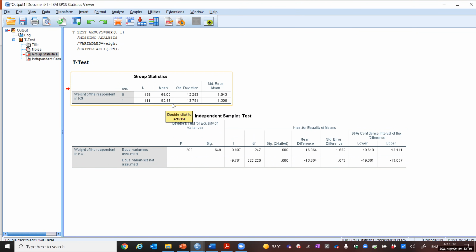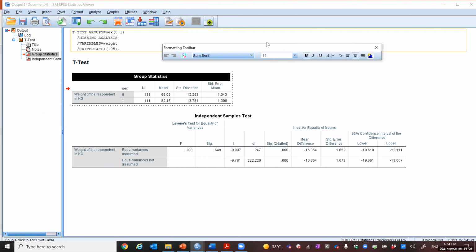Now, if you look at these two means, they are different from each other. You can see that group 1, which is male, has a higher weight as compared to female. But we cannot claim this until and unless we look at what? Anyone? By looking at these two mean values, can we claim that these two means are statistically different, if we only look at this first table?